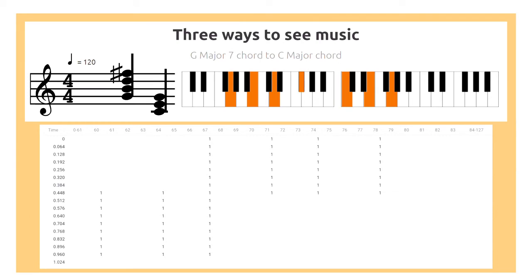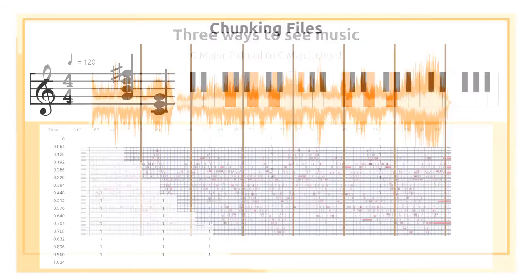Here are 3 different ways to represent a G major 7 chord to a C major chord. The first is with a score. This score says, play the G chord for half a second, and then play the C chord for half a second. The piano keys to the right show how to play those chords on a piano. The bottom shows a time series, which is a transformation of a MIDI file, split into rows of 64 milliseconds, where each MIDI note is a column. A 1 means the note is being played at the corresponding time.